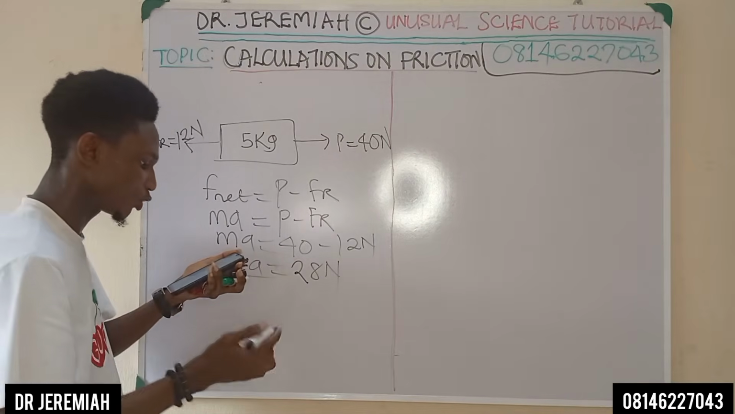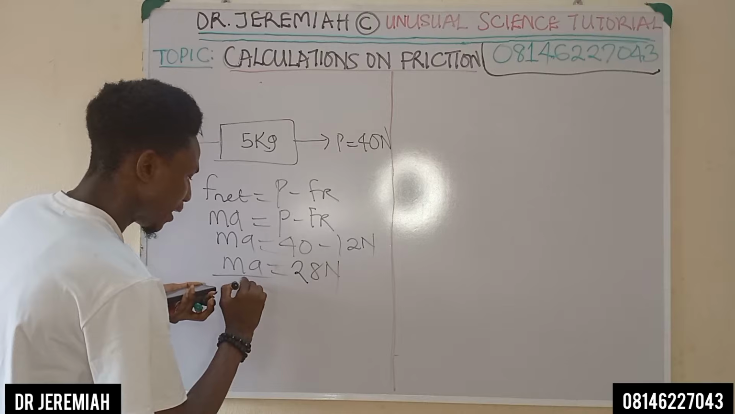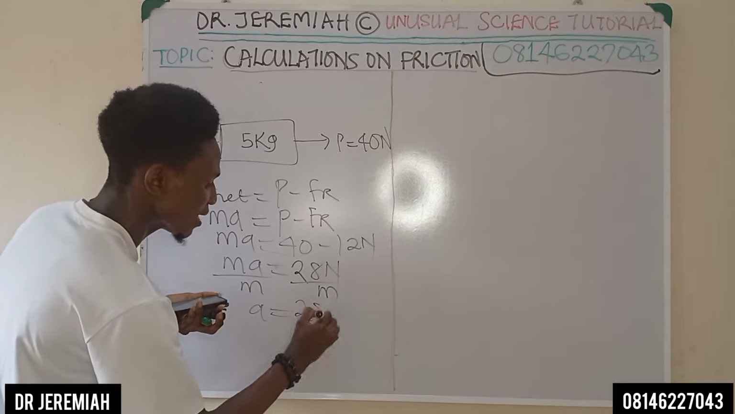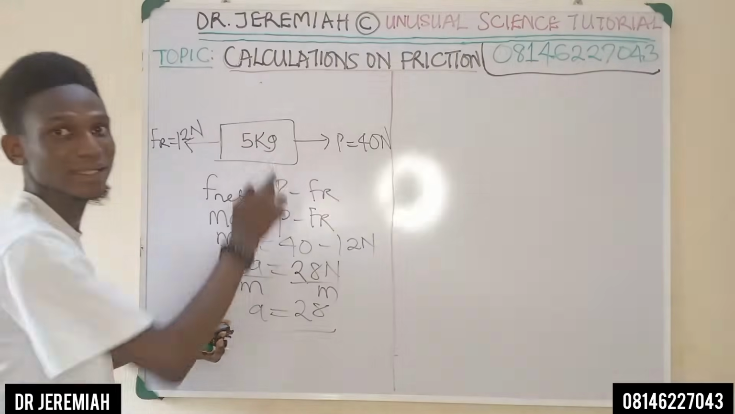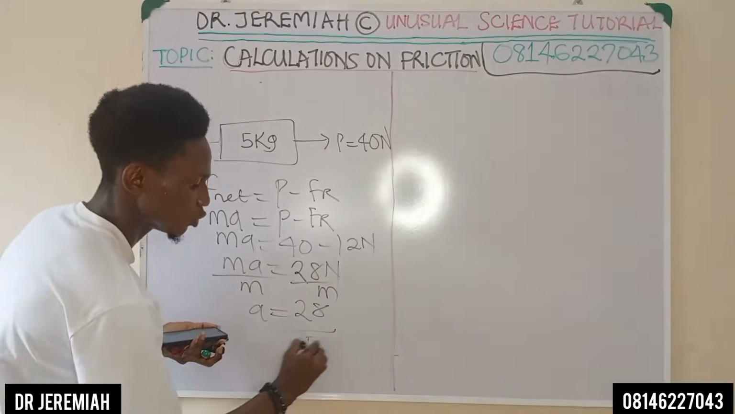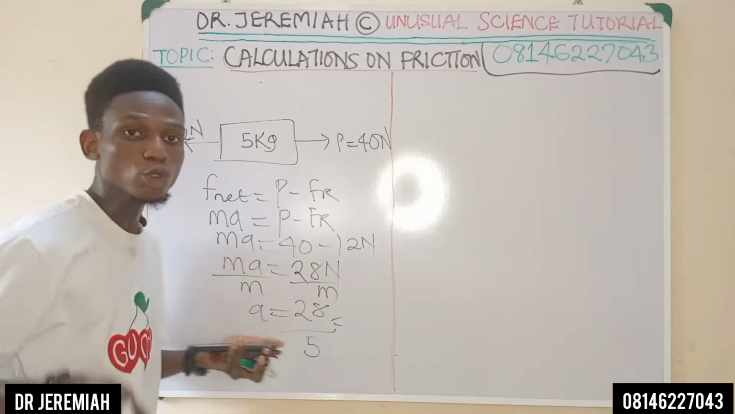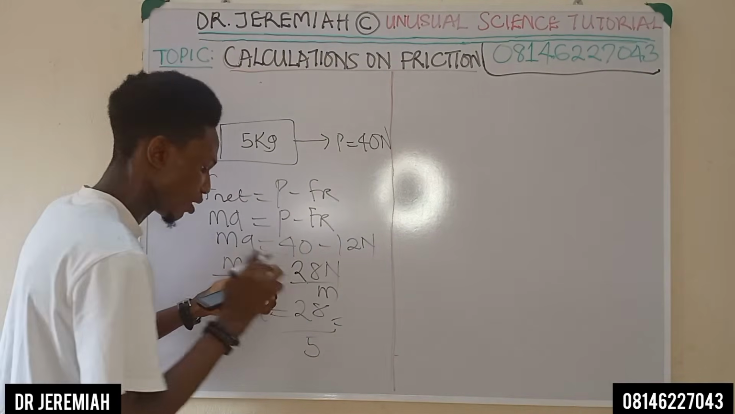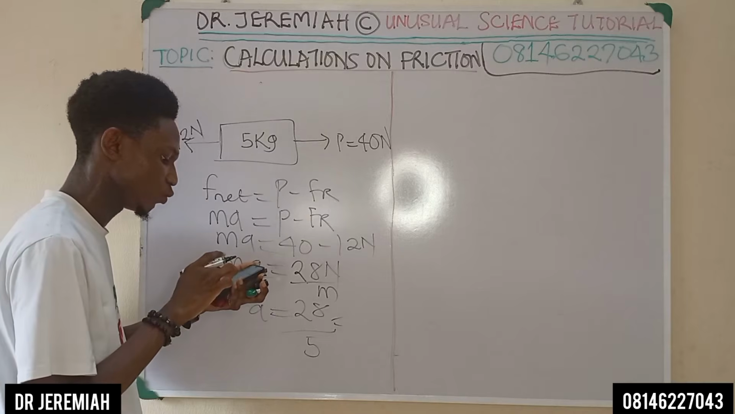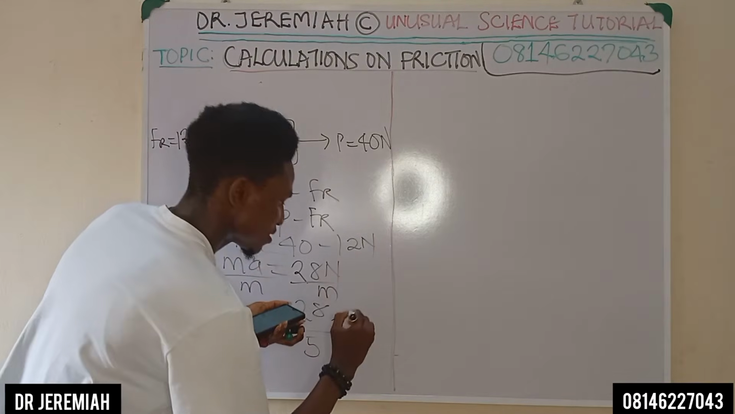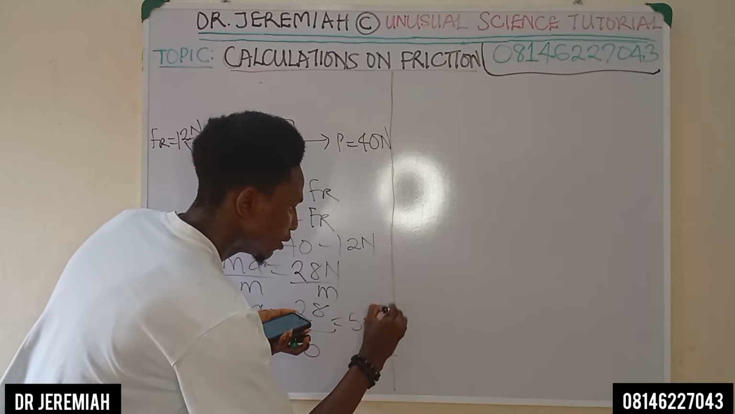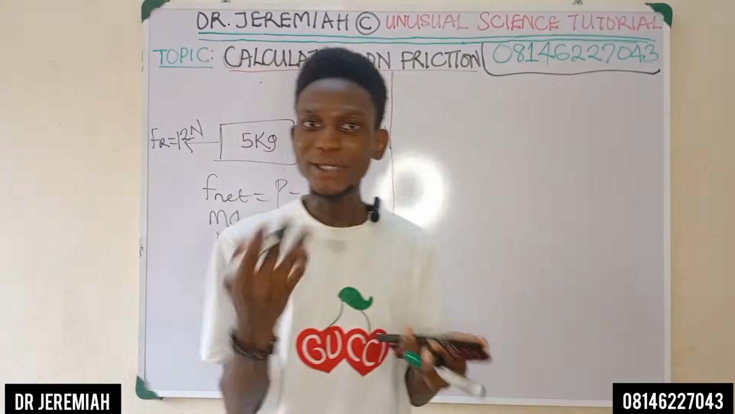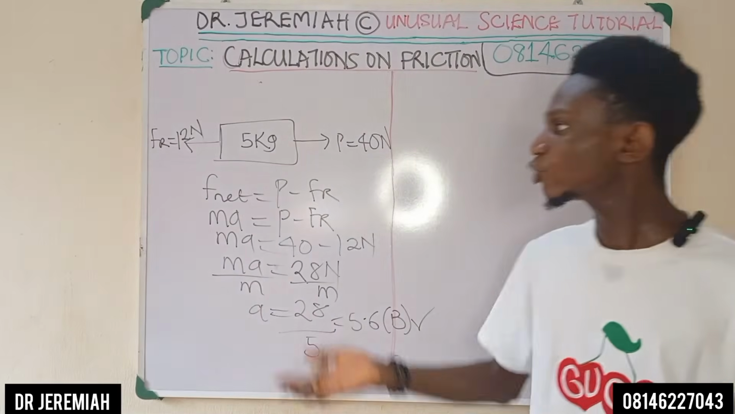Now, mass times acceleration. What are we looking for again? Acceleration. So we divide both sides by mass. We're going to get acceleration equals 28 divided by the mass, which is 5. Hope you followed. So 28 divided by 5 will give you 5.6. That should be option B on your screen. So hope you get the concept. Very simple stuff.